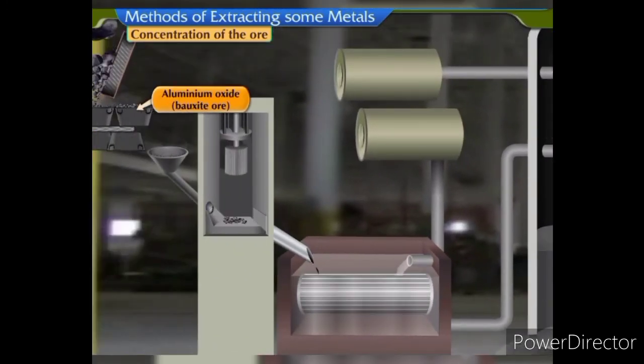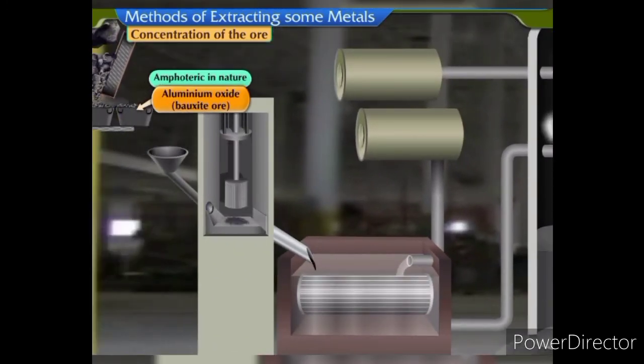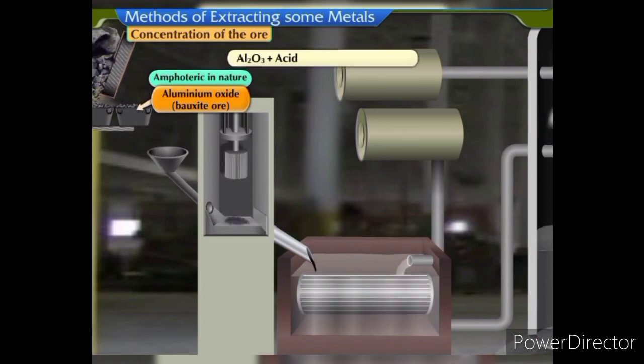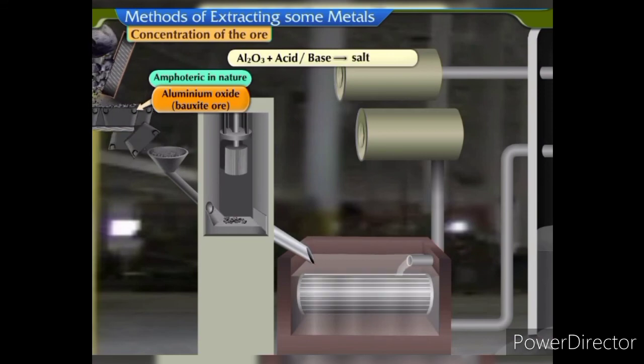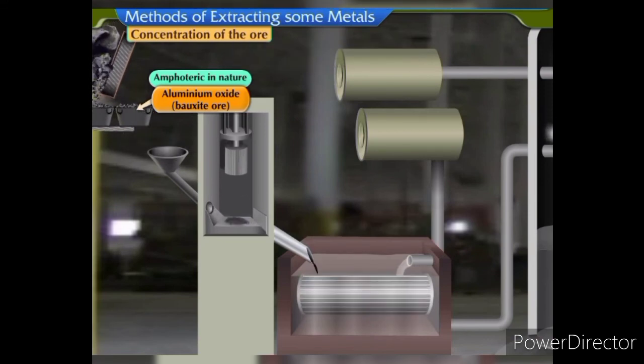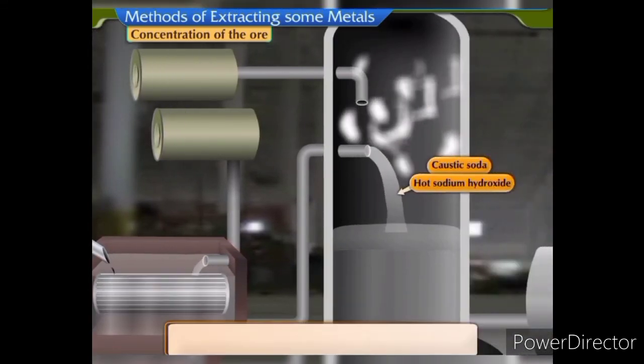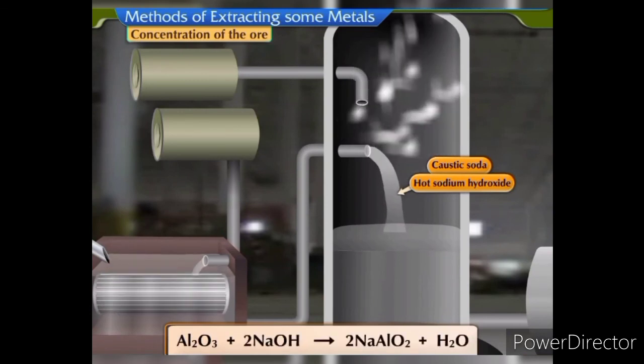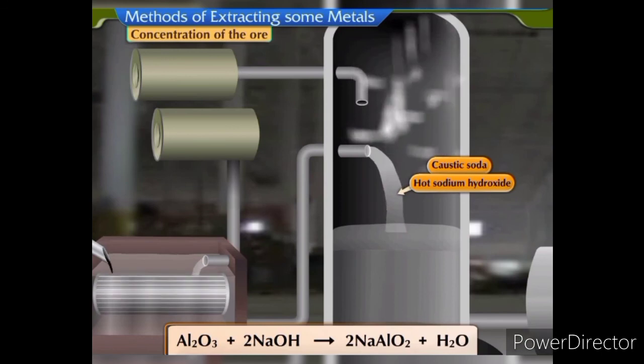Aluminium oxide of the bauxite ore is amphoteric in nature, that is, it can react with an acid as well as a base to form salt and water. It therefore reacts with aqueous sodium hydroxide and dissolves in it to form water-soluble sodium aluminate.